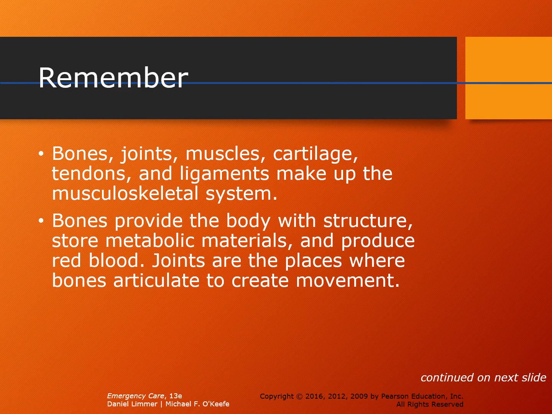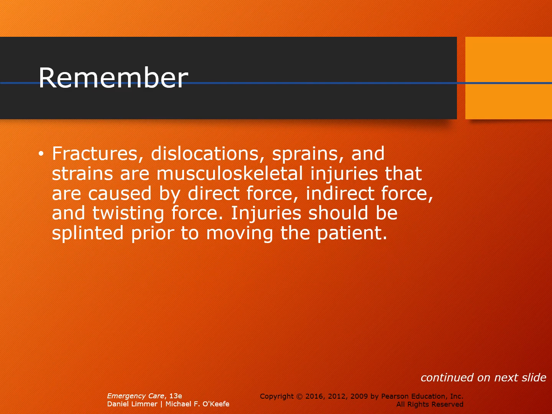These provide the body with structure, they store metabolic materials, and they produce red blood cells. The joints are the places where bones articulate to create movement, and our ligaments and cartilage provide the ability for additional movement as well as some form of structure and function. Remember that fractures, dislocations, sprains, and strains are musculoskeletal injuries that are caused by direct force, indirect force, and twisting force. Injuries should be splinted prior to moving the patient unless the patient has more serious injuries or illness going on.